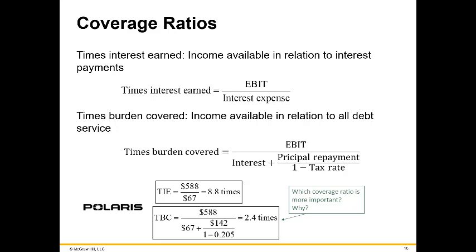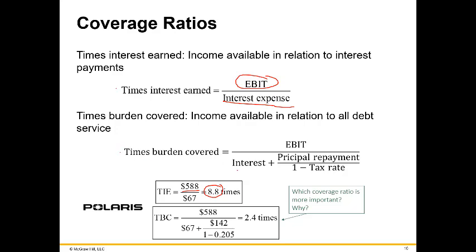There are a couple of things here we'll look at: times interest earned, which is earnings before interest and taxes divided by interest. So how many times will their earnings pay the interest on the debt? For Polaris, it was 8.8 times. So we've got EBIT of 588 million and interest expense of 67 million.